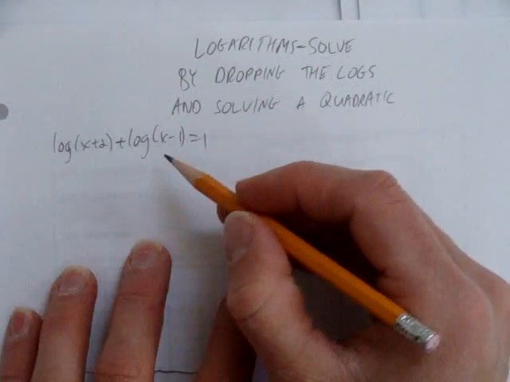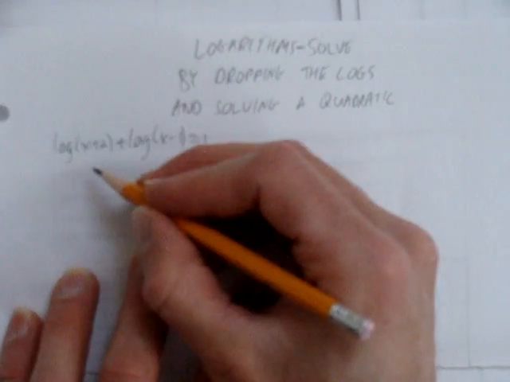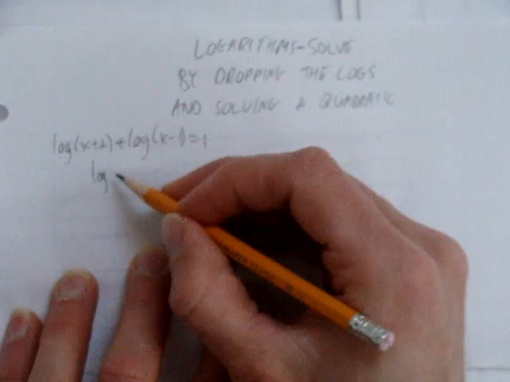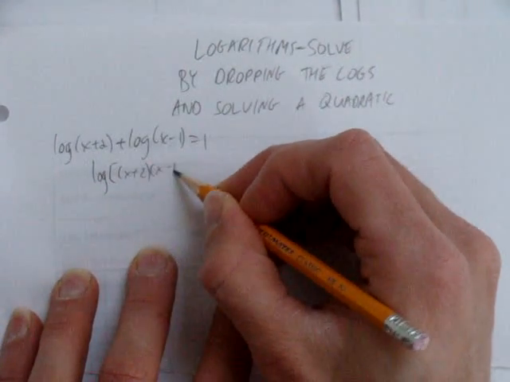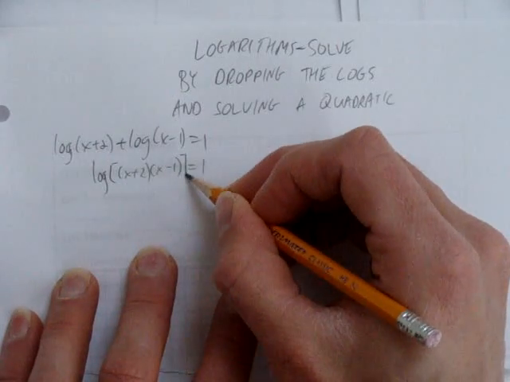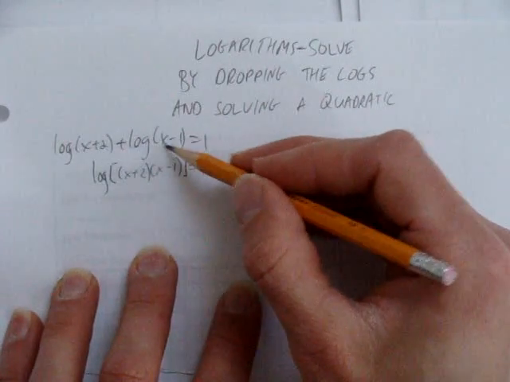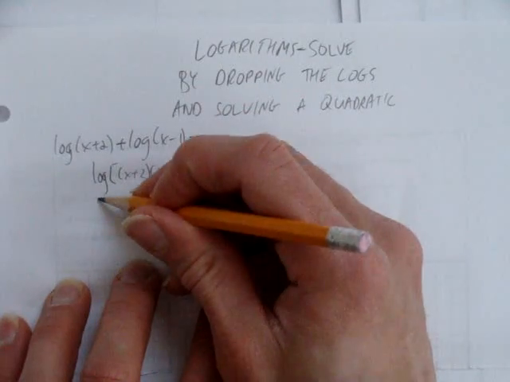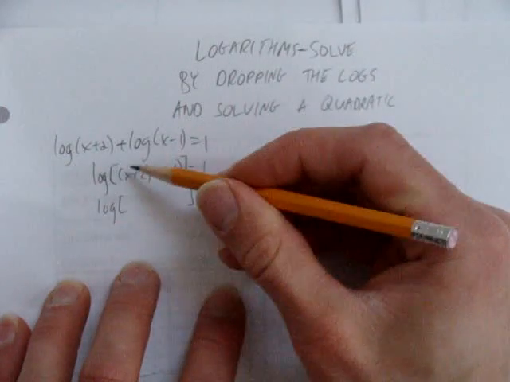We can't drop the logs right away though, because we can't do that when there's 2 logs here and nothing here. But what we will do is rewrite this as the logarithm of two things being multiplied together. We can do that because we know the rule that when 2 logs are being added, it's the same as multiplying the 2 components of the logarithm. And from here, we can expand a bit by using distributive law or foiling.